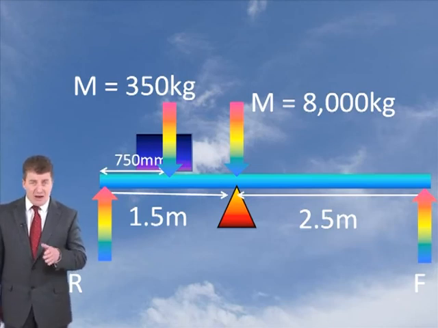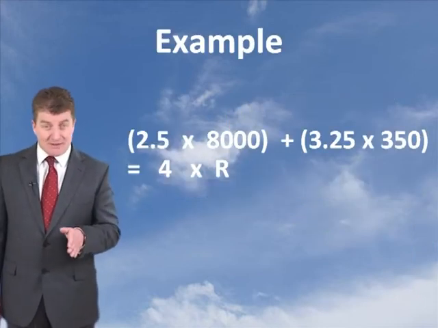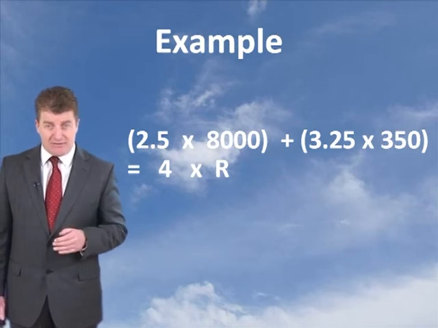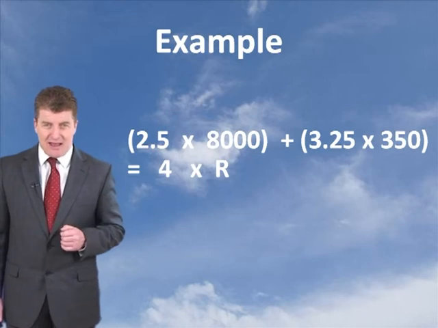Draw what you've said. And we know the total load now equals 8,350 kilograms. So we know what the total mass is, 8,350 kilograms. Let's now take the moments about a point. Let's take the moments from the front axle. From the front axle, 2.5 times 8,000 plus 3.25 times 350 equals 4 times the rear axle. Do you understand? Take a moment round there.